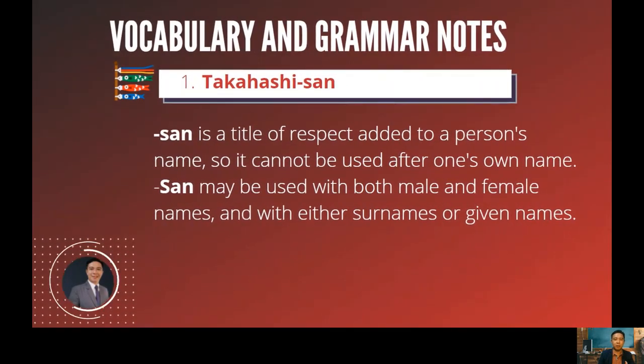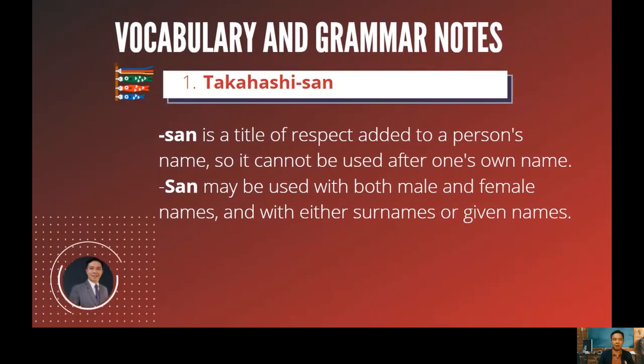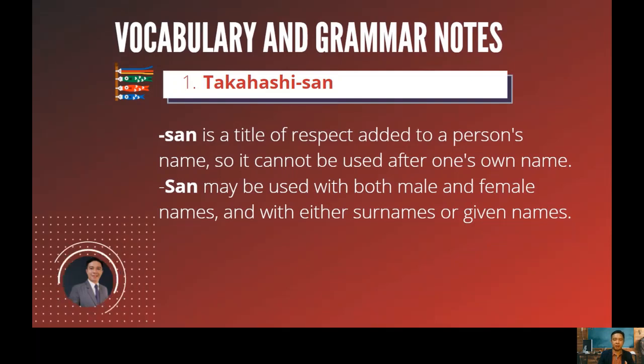Here are the vocabulary and grammar notes. For number one, Takahashi-san. San is a title of respect added to a person's name, so it cannot be used after one's own name. San may be used with both male and female, and with either surnames or given names.